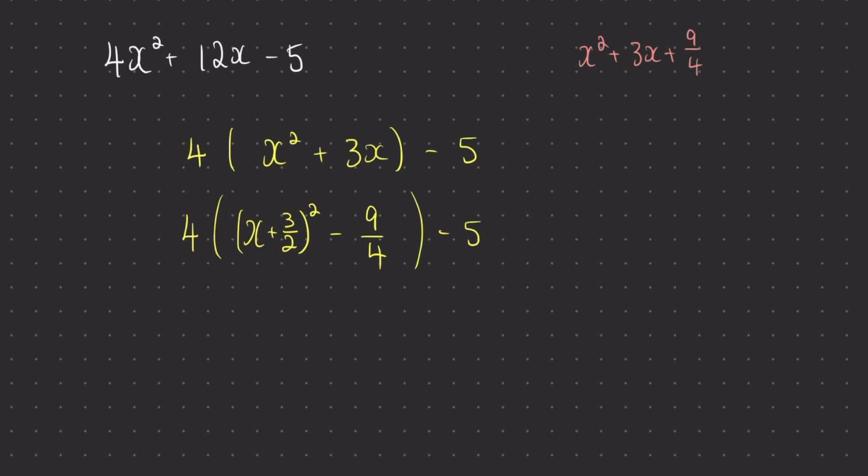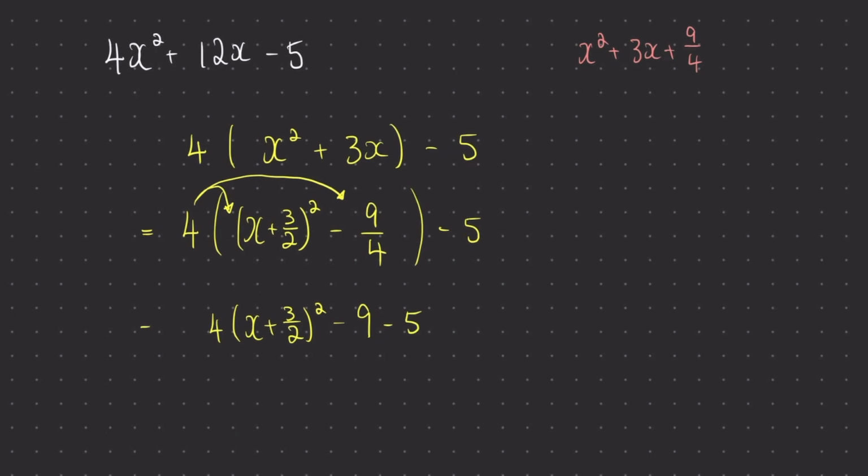Expand the 4 into this bracket now, into the larger set of brackets. So the way we do that is times the 4 at the front here, and times 4 by this number here. So I would get 4 brackets x plus 3 over 2 all squared minus 9, and then bring down the minus 5 as well. At this stage, all of these lines are equal to each other. The last step then is to just simplify that final constant, ending up with this as my final answer.